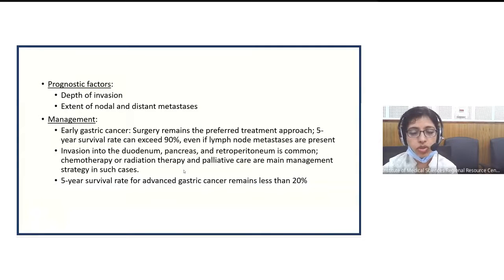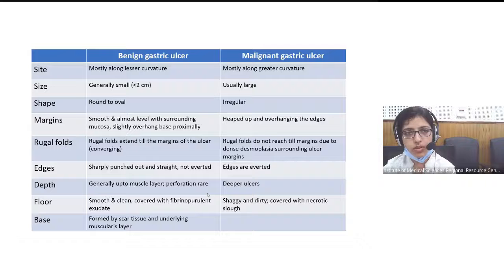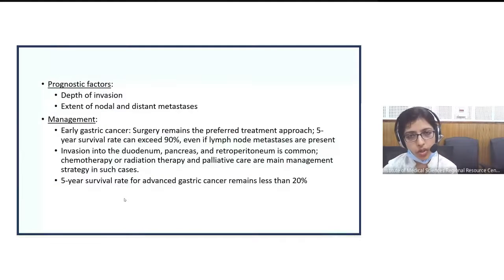However, we know that most cancers present at advanced stages, when they have already invaded into the duodenum, pancreas, and retroperitoneum. In that clinical scenario, chemotherapy or radiation therapy along with palliative care are the main management strategies, and the 5-year survival rate is also very poor. It is less than 20%. So with this, I complete the topic of gastric adenocarcinoma.